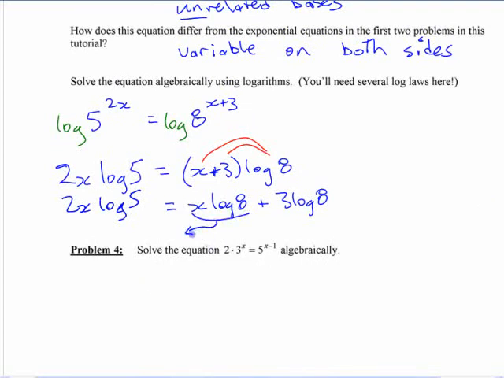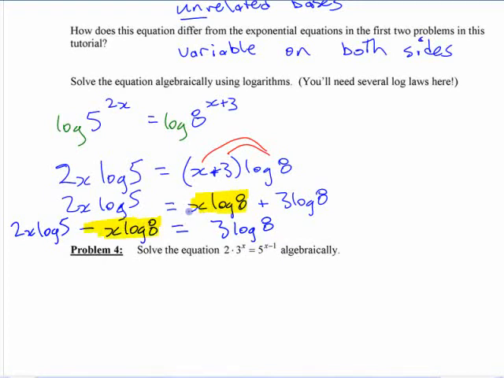This term has to go on the other side. It's an x term. This term is just a constant term, so it's going to stay over here. All right, so I'm going to change this to 2x log 5 minus x log 8 equals 3 log 8. All right, so I just moved this term over to here. Now I'm going to have to go up here. Okay, so what do I have? I have 2x log 5 minus x log 8 equals that.